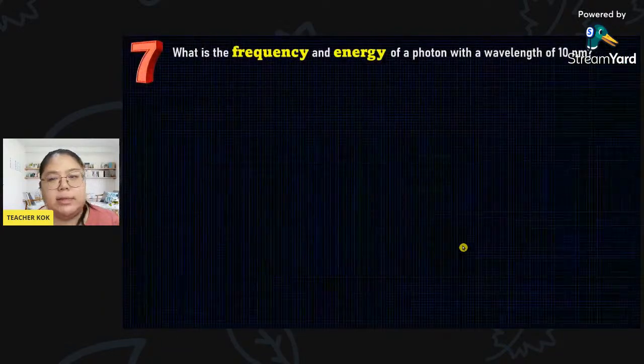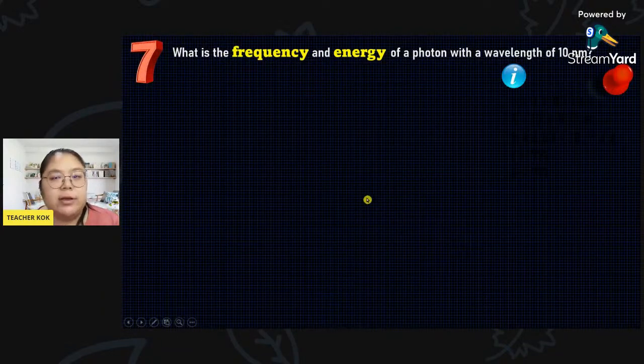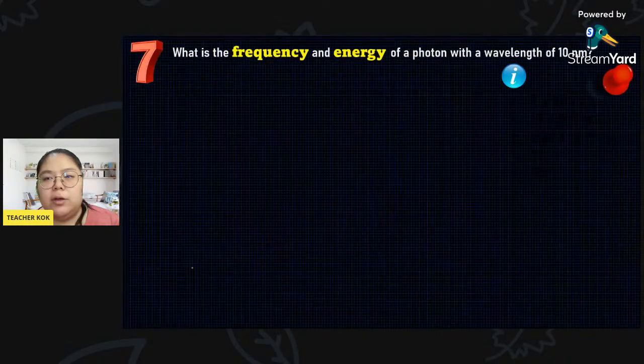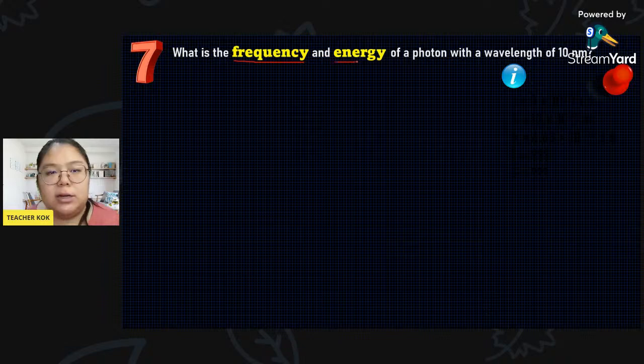Next part is question 7. What is the frequency and energy of the photon with a wavelength of 10 nanometers? The question actually wants us to find two things: one is the frequency, the other is the energy. The wavelength is provided.